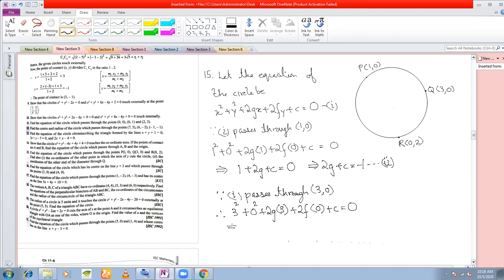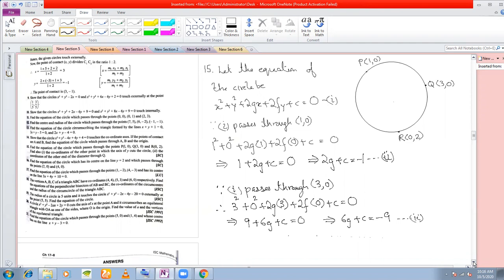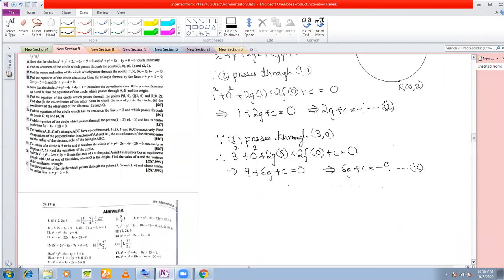Okay, so you get 9 plus 6g plus c is equal to 0. That means 6g plus c is equal to -9. Call this equation number 3, because 2 we have already done.